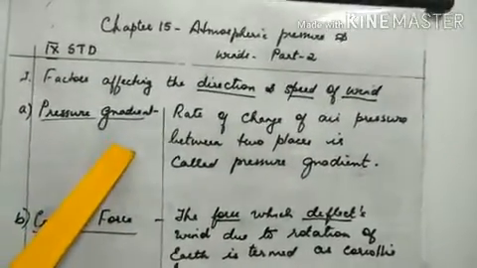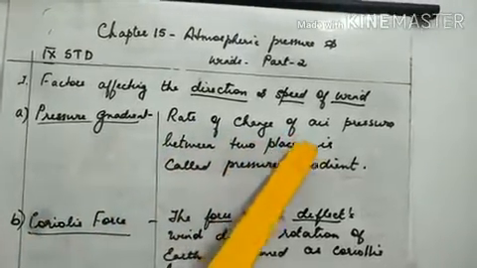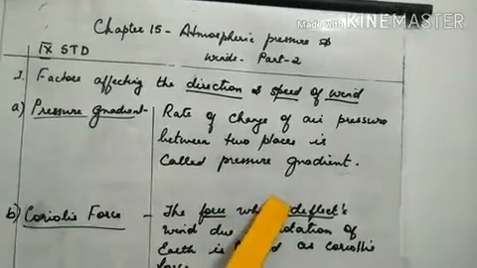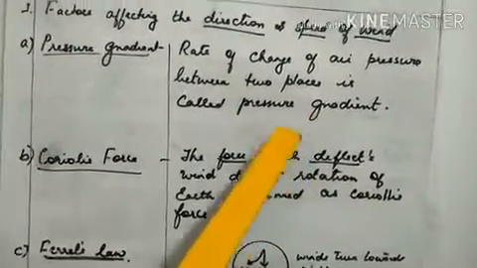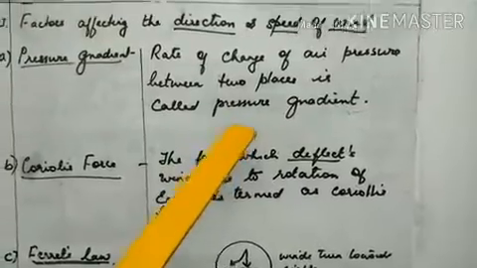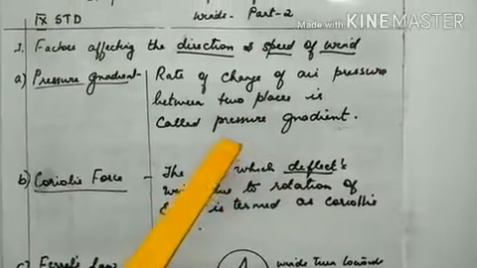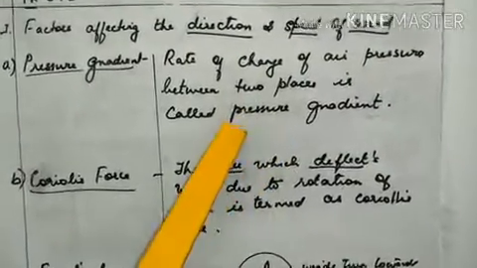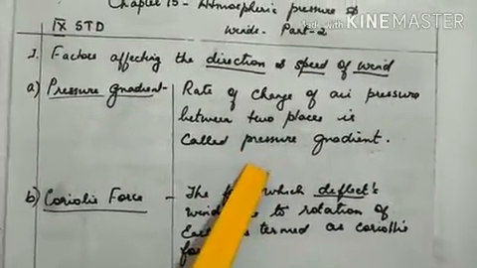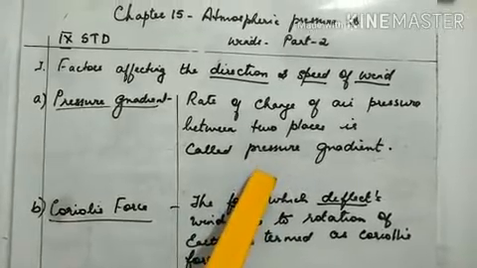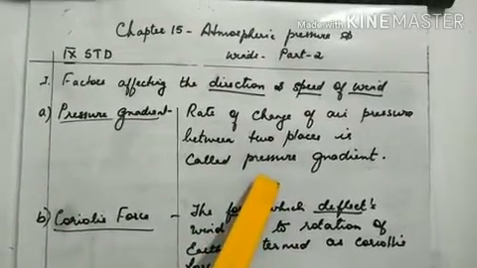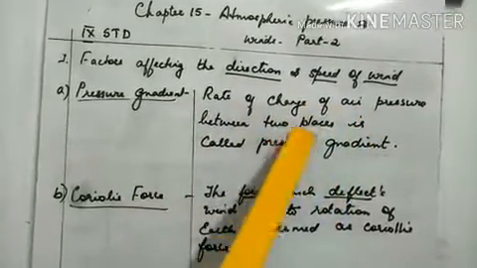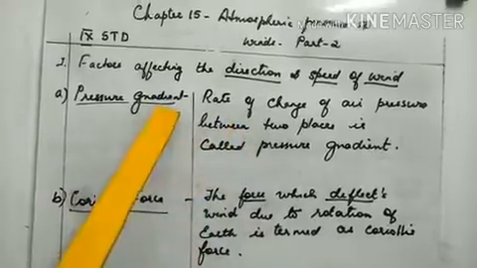Now, what is pressure gradient? The rate of change of air pressure between two places is called a pressure gradient. We always studied that air moves from a high pressure to a low pressure. The velocity or speed of the wind depends on the pressure difference between two places. Wind speed is more when the pressure gradient is more or steep. Wind speed is less when the pressure gradient is less or gentle. So, what is a pressure gradient? It is the rate of change of air pressure between two places.